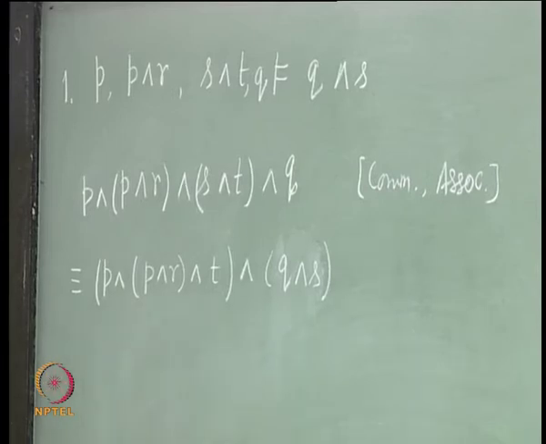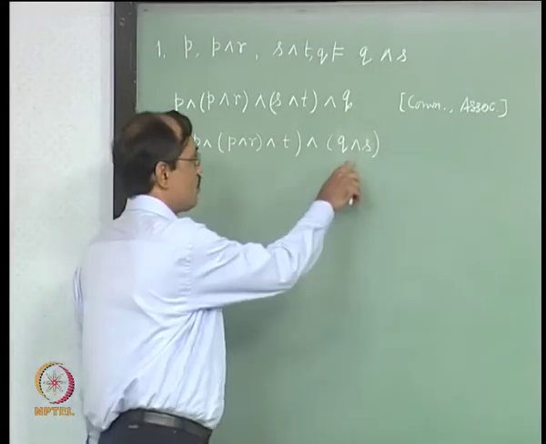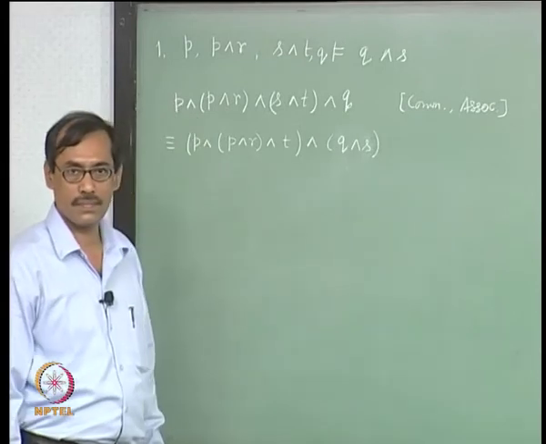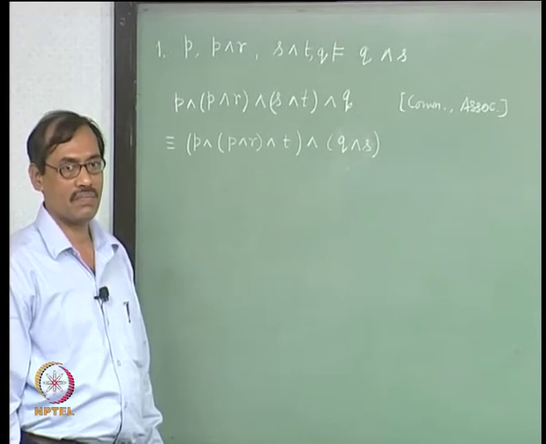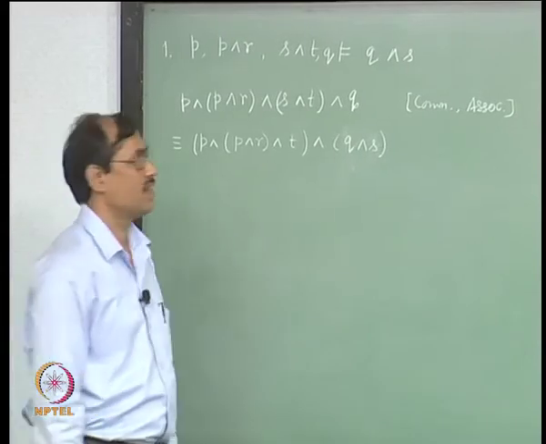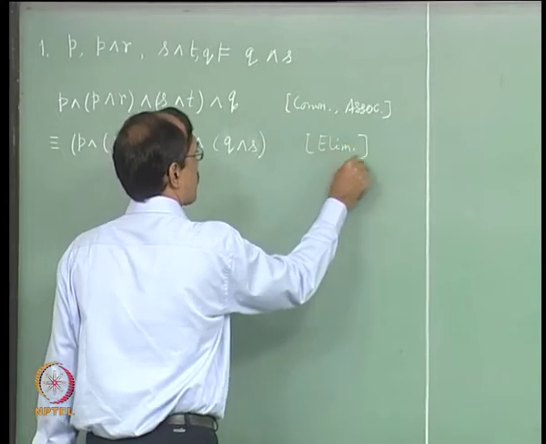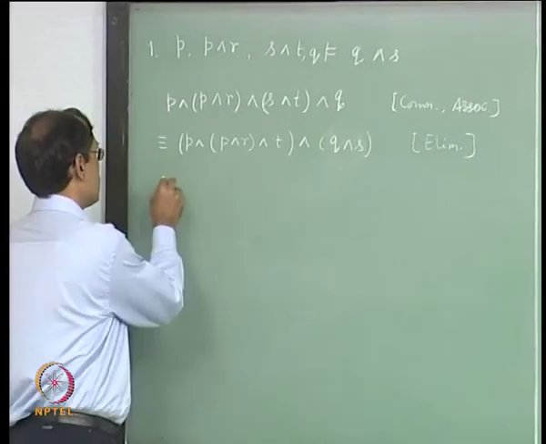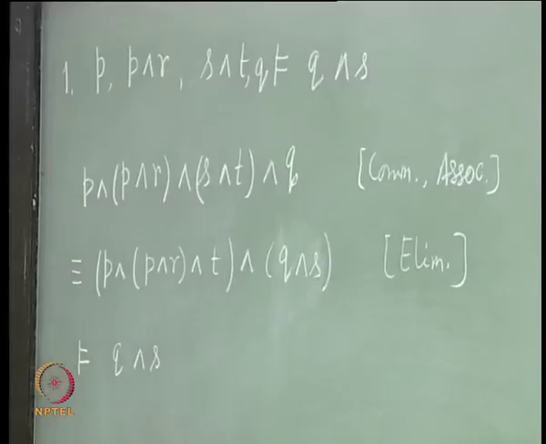Fine, but we do not want only this, we want only Q and S, not all the other things, right. So, what would give us that? The law of elimination, which says x and y, from there you can conclude x, from x and y you can conclude y, right. So, that is called law of elimination. Using that we can go for this entails Q and S. Okay.